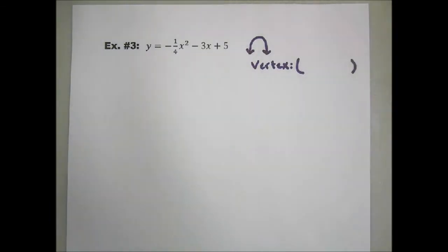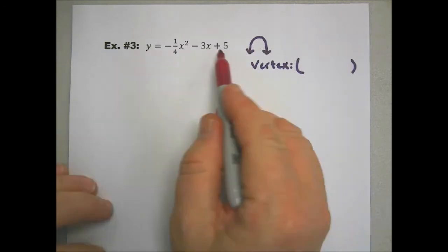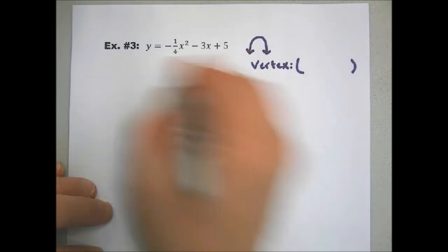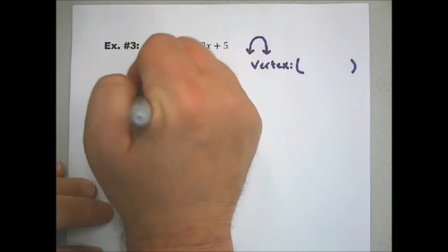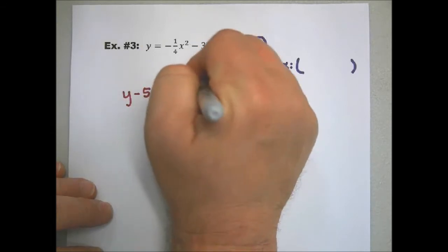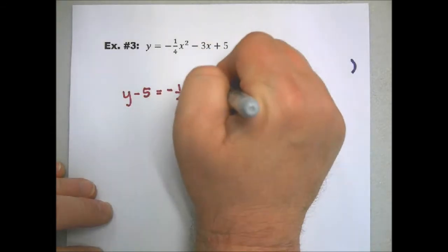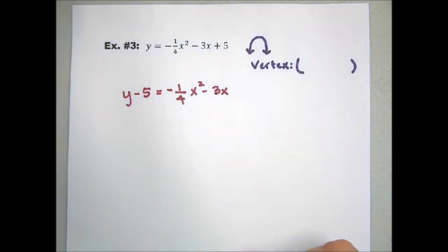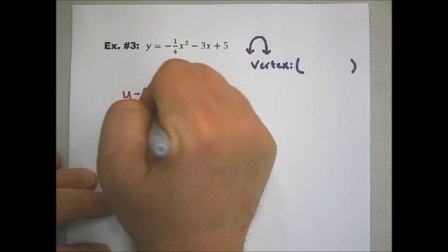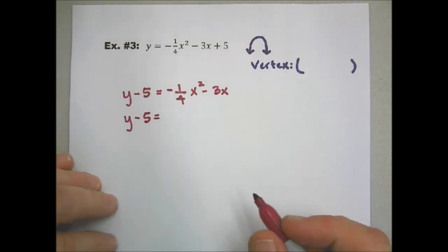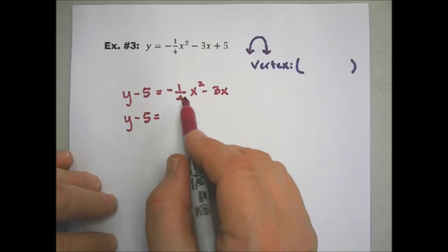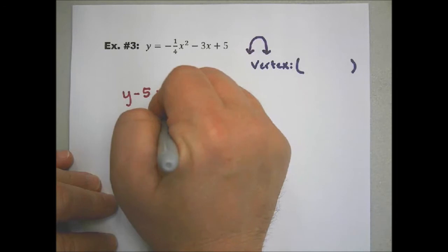So, like any of the others, we're going to move the constant to the other side. So that would be y minus 5 equals negative 1/4 x squared minus 3x. Now, the next thing we're going to do: y minus 5 equals, the next step in the other two examples was factor out the leading coefficient. Well, it's the exact same step we're going to do here. It just happens to be a fraction.